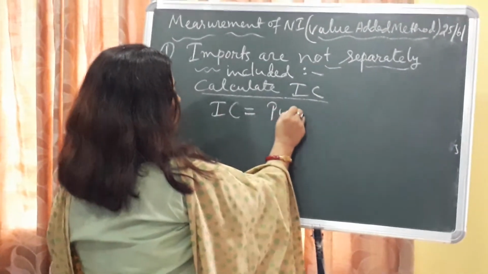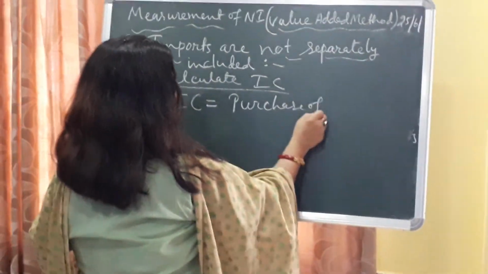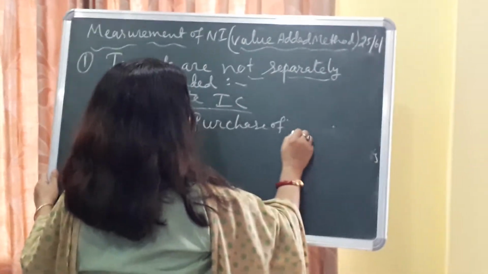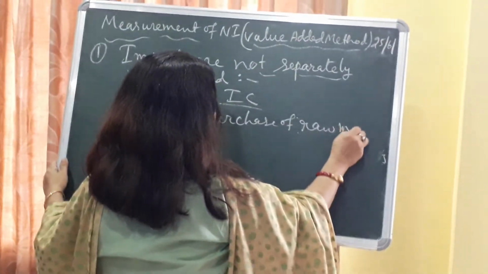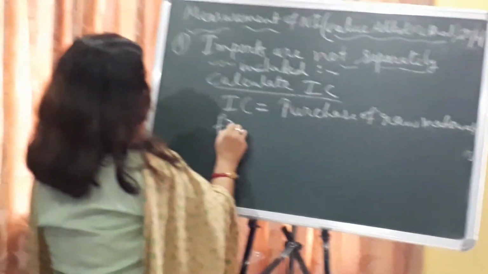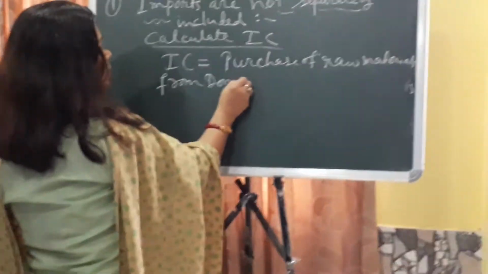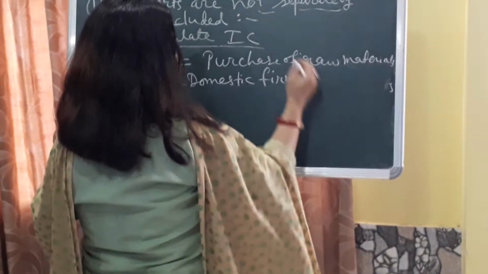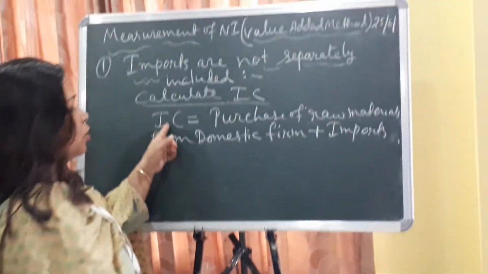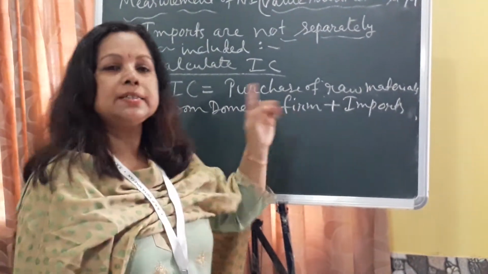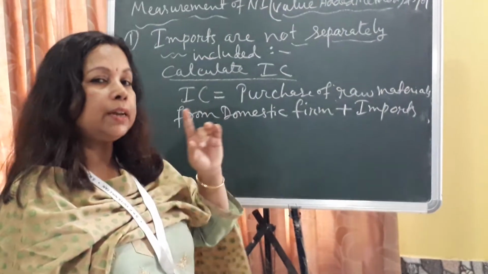First you have to keep in mind that IC is the purchase of raw materials from domestic farm plus imports. So intermediate consumption equals purchase of raw materials from domestic farm plus imports. Both are included in intermediate consumption.